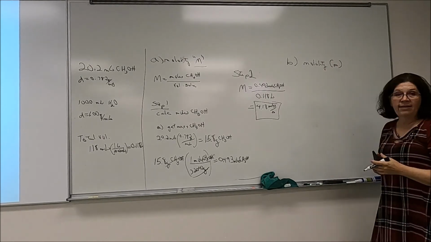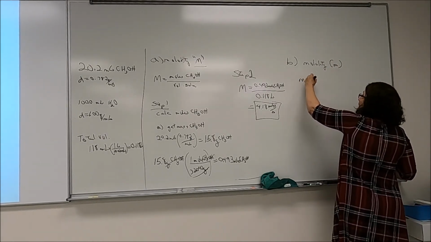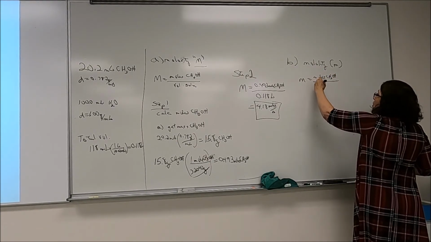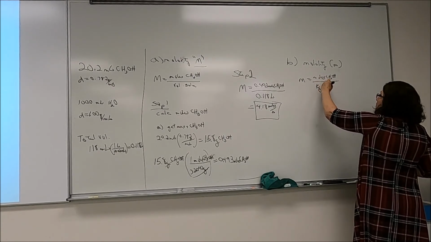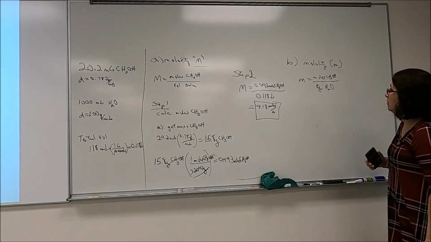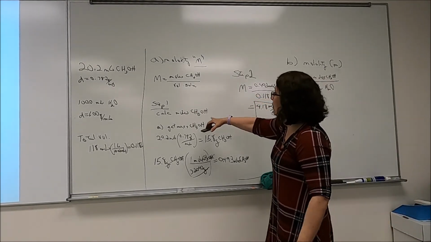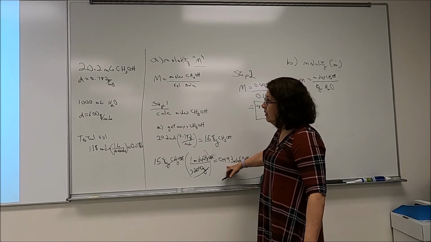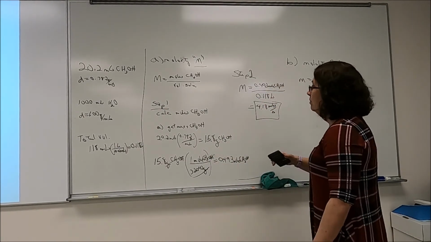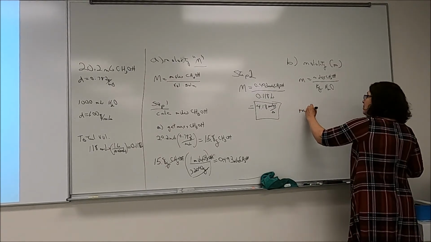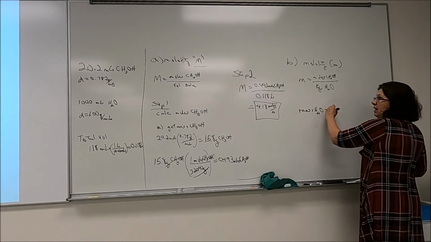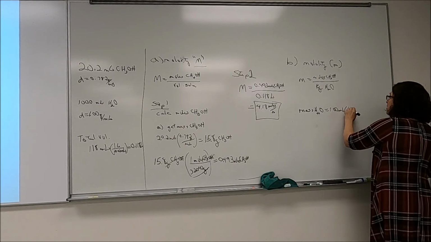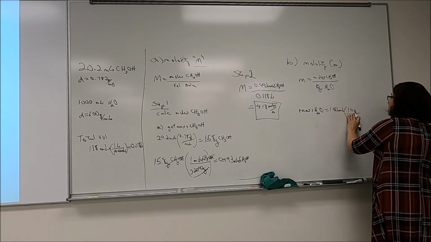Now if we look at part B, it wants molality. Molality uses a lowercase m as the symbol. Molality is going to be my moles of CH3OH over kilograms of water. Now I've already got my moles of CH3OH, my methanol, but I need my kilograms of water. So my mass of water is going to be 100 milliliters times 1 gram for every 1 milliliter.